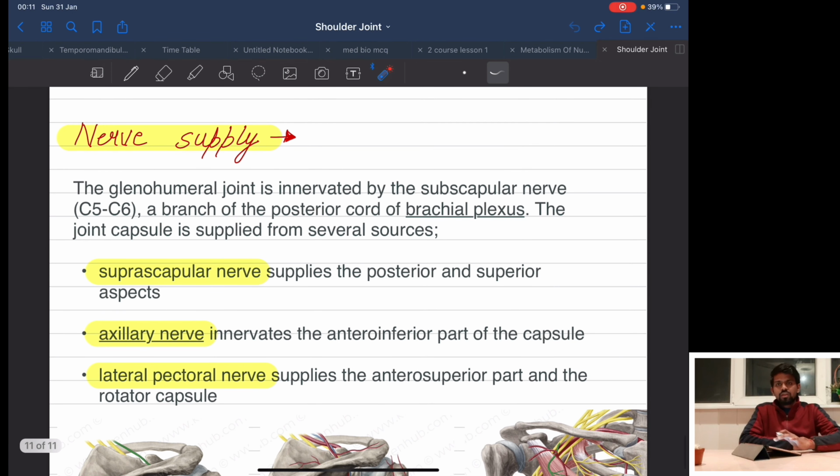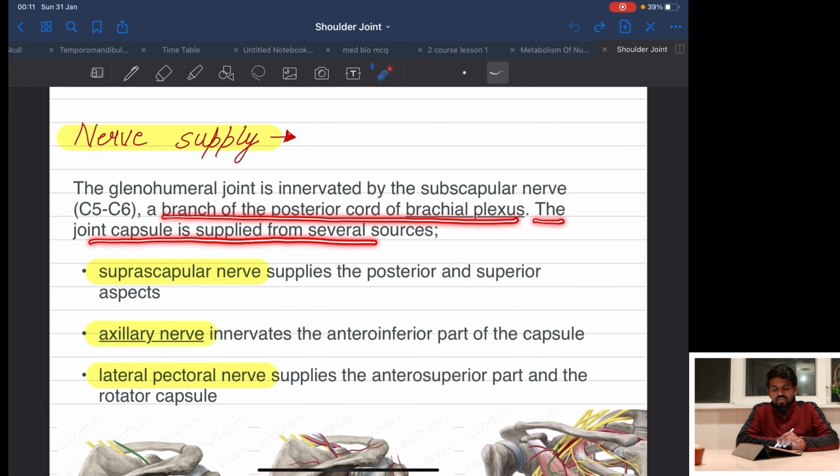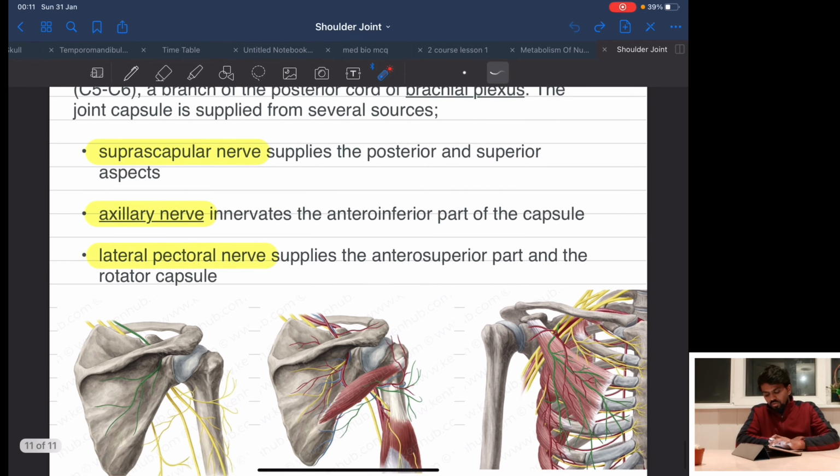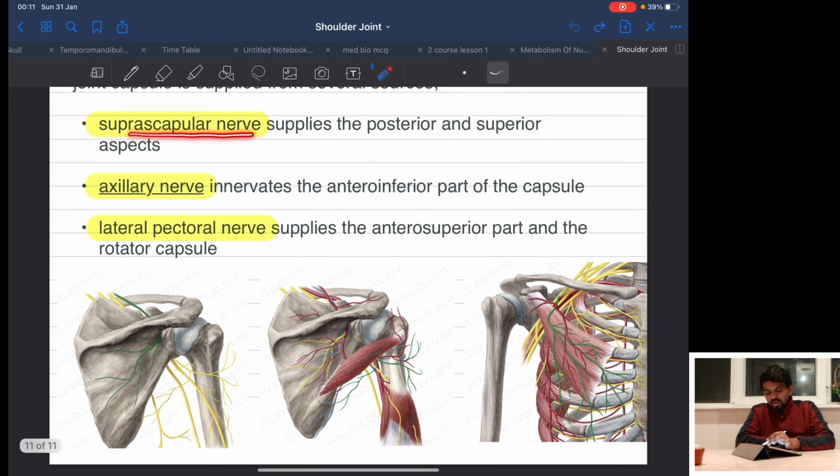And the last, the nerve supply. The glenohumeral joint is innervated by the subscapular nerve. The subscapular nerve is from C5 and C6, from the brachial plexus. It is a branch of the posterior cord of the brachial plexus, and the joint capsule is supplied from various sources. Firstly, from the suprascapular nerve that supplies the posterior and superior aspects of the scapula.